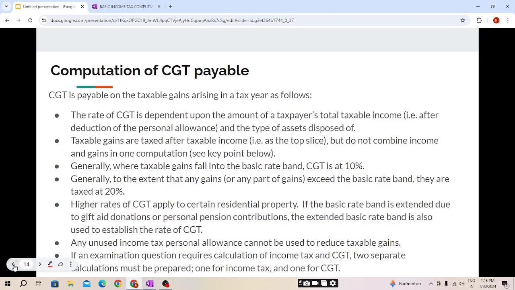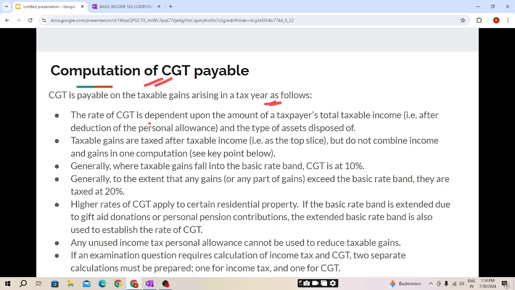We have a lot of topics to cover, students. Computation of CGT payable. CGT is payable on the taxable gains arising in a tax year. As we know, CGT is paid on the taxable gain arising in the tax year, student. CGT is payable on the taxable gains arising in the year as follows.